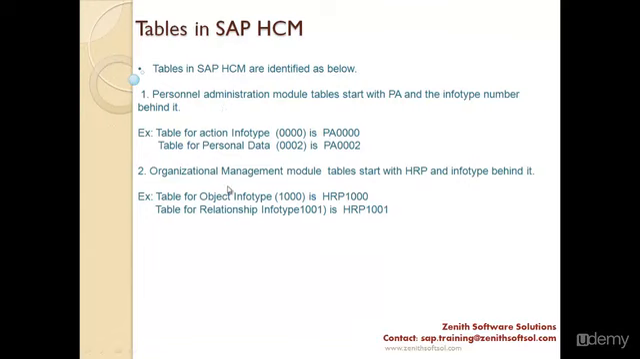Similarly, if you want to access any table related to OM, organizational management, those tables are identified with HRP. So organizational management module tables start with HRP and the info type behind it. Any info type number with HRP indicates that the table is from OM. The table for object info type is HRP1000. Similarly, the table for relationship info type is HRP1001.